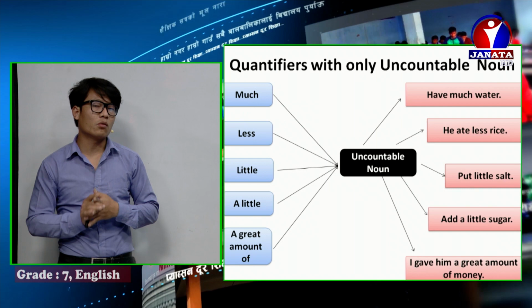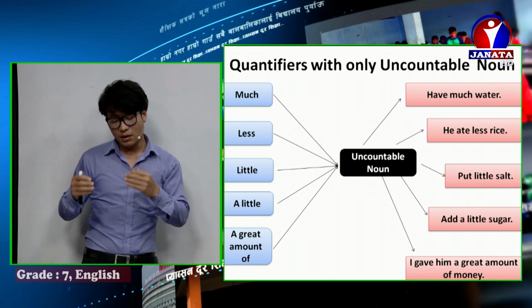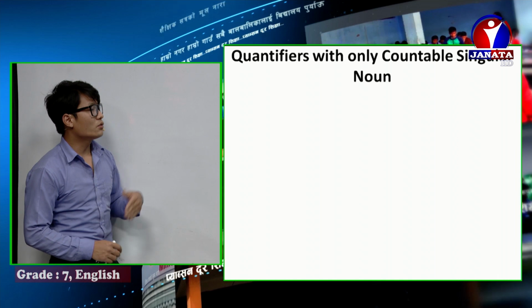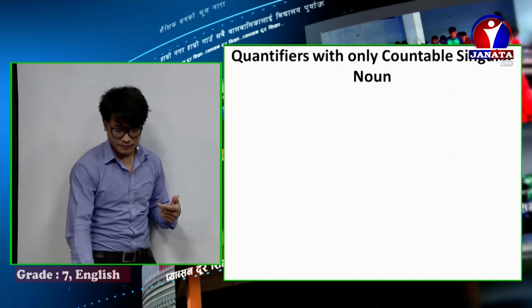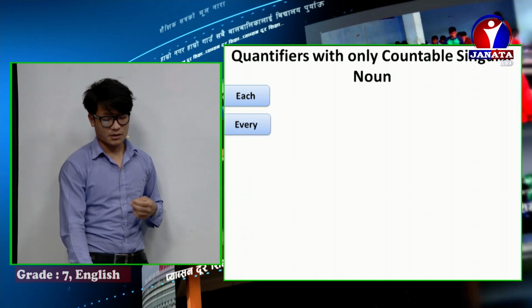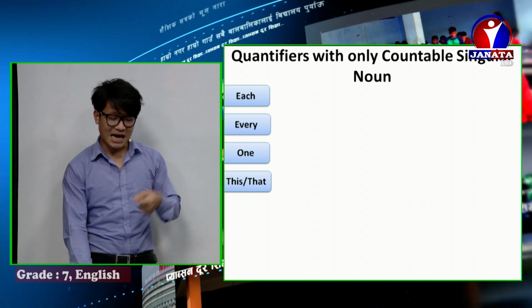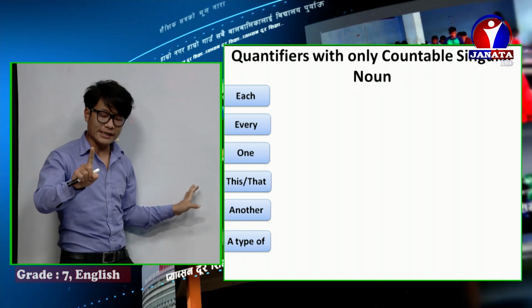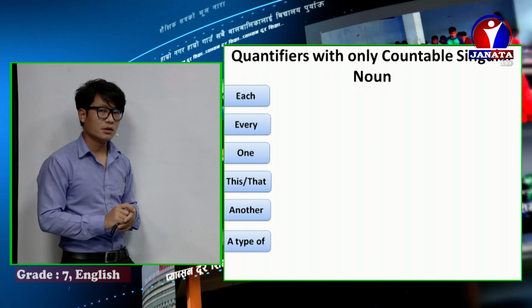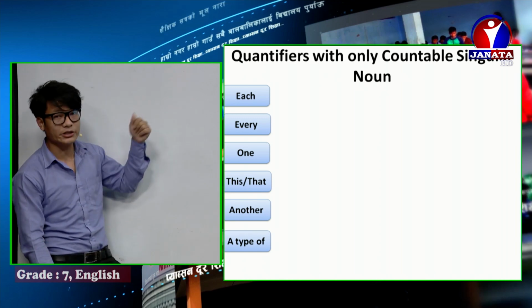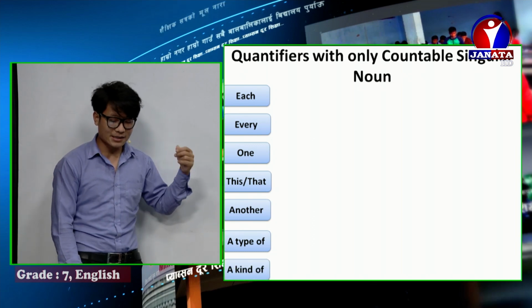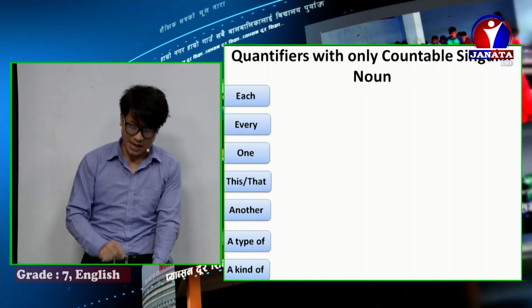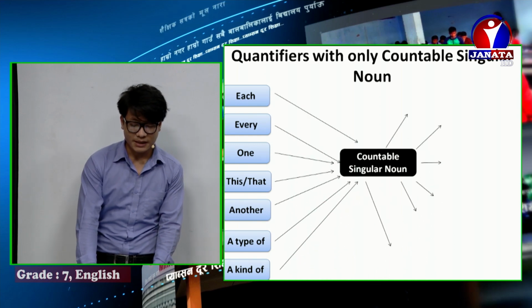Here are other quantifiers which can be used only with countable nouns. Now let me show you. Quantifiers with only countable singular nouns: each, every, one, this, that, another, a type of, a kind of. After these quantifiers, you need to use only a countable singular noun. You can see the example, countable singular noun.